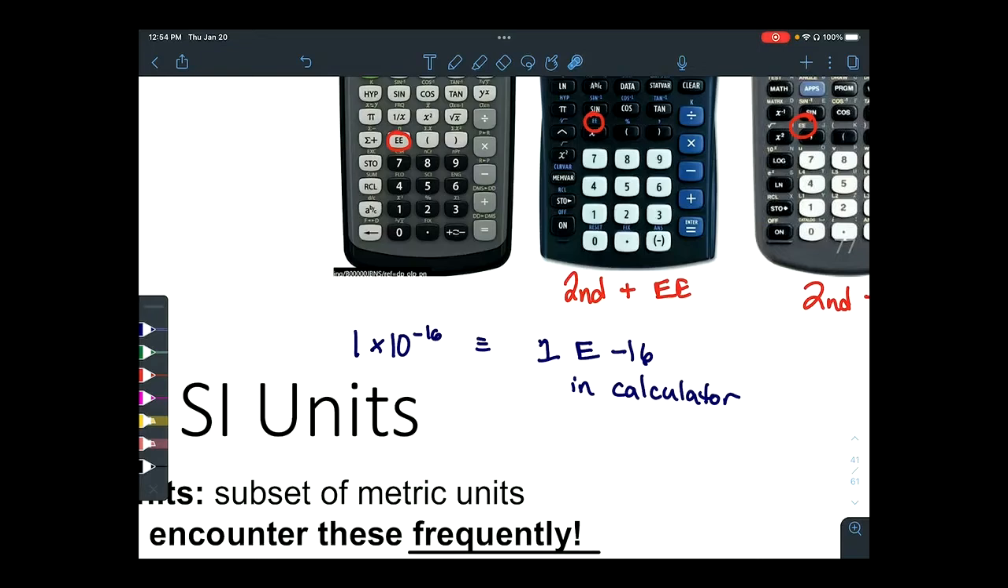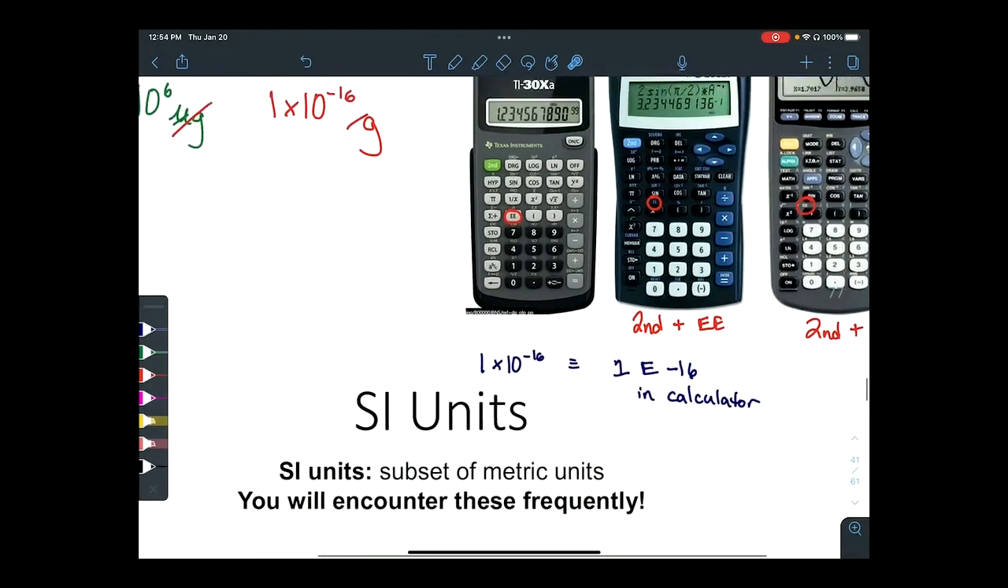So it's really important that you practice this, because when you're at the exam, you don't want to be spending time trying to figure out how to put an exponential into your calculator. So it's best to learn this now.